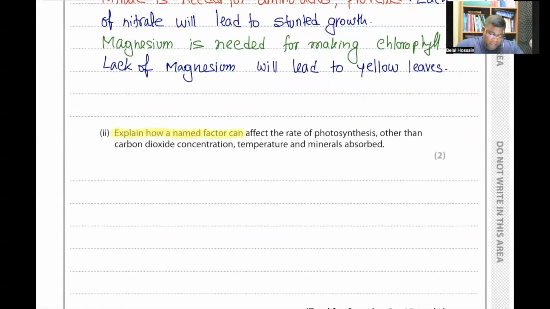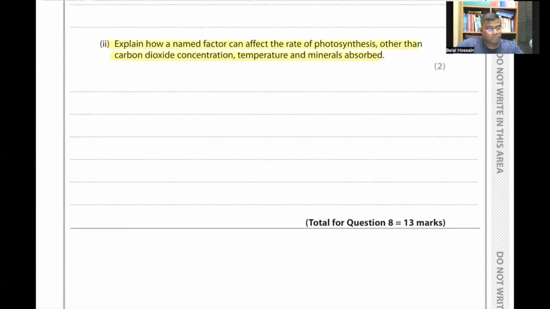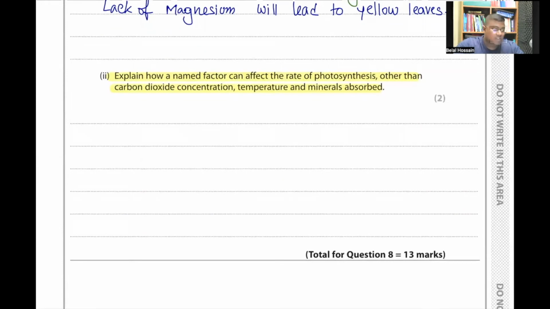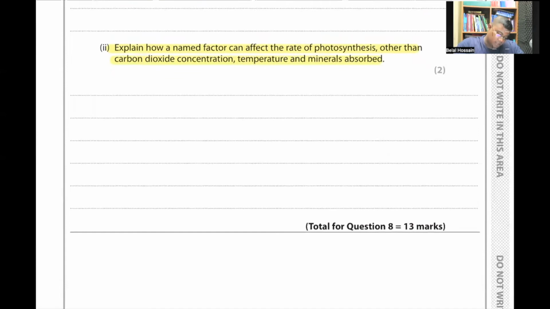Explain how a named factor can affect the rate of photosynthesis other than carbon dioxide concentration, temperature, and minerals absorbed. So we know that photosynthesis is carried out by light energy. So increasing light intensity also provides more energy that is needed for photosynthesis. And thereby, the rate of photosynthesis can be increased.